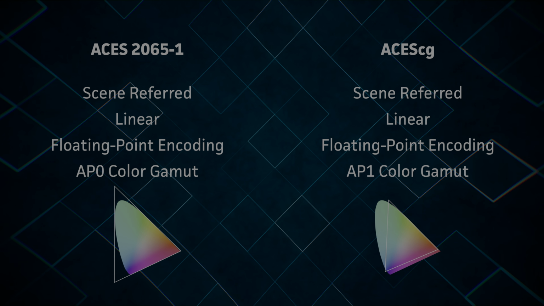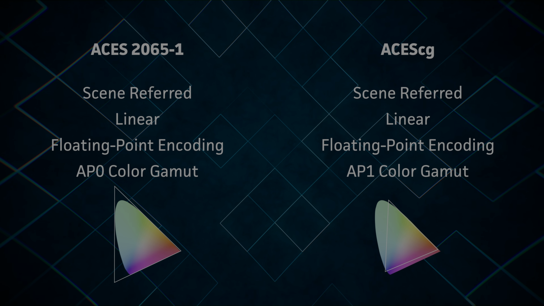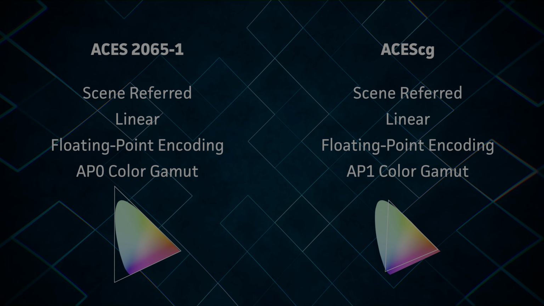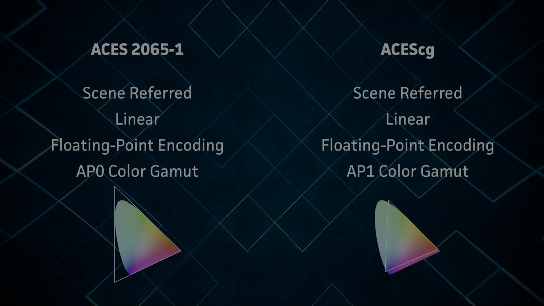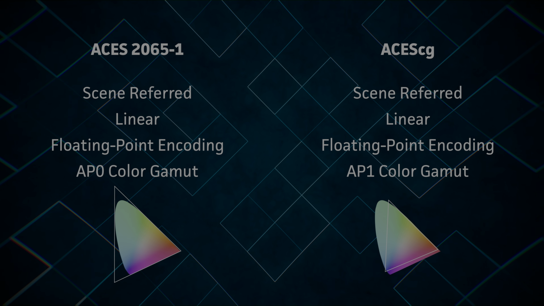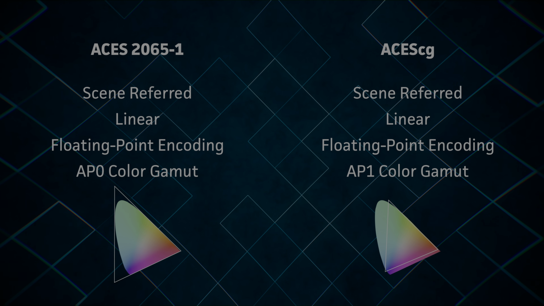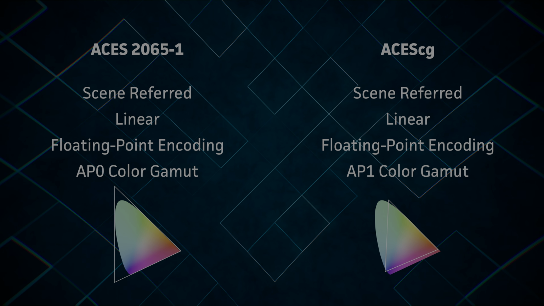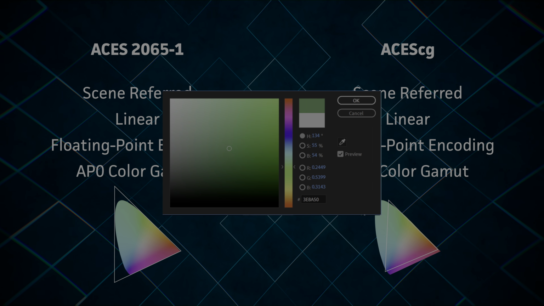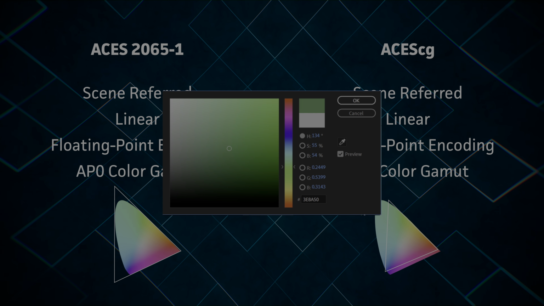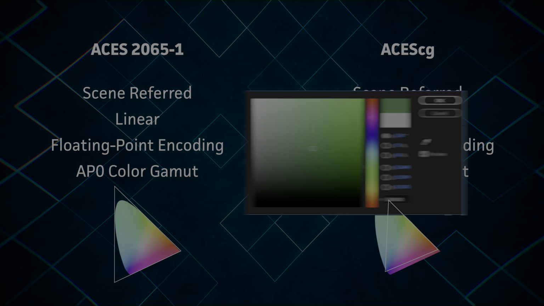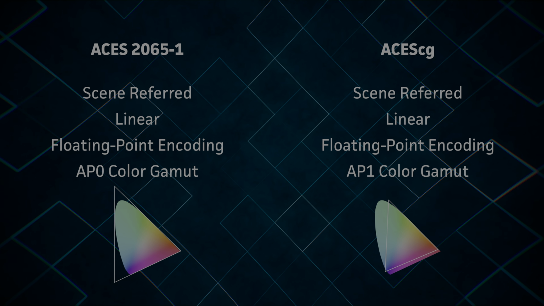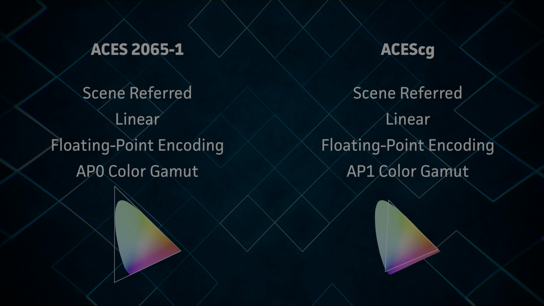It's also scene referred with linear floating point encoding. The only difference is that ACES CG uses a slightly smaller color gamut called AP1. The AP1 gamut is still larger than Rec. 2020, but it isn't quite as huge as AP0. This makes it easier for graphic artists to do things like choose colors from a color wheel without accidentally choosing such an intense shade of green that the human eye is incapable of perceiving it. And this is why ACES CG is typically used for graphics work and other visual effects.